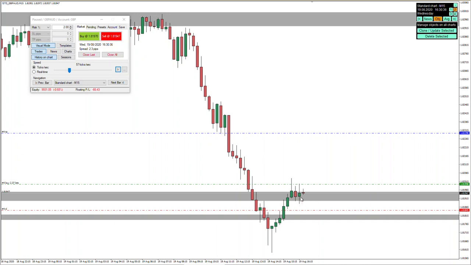M15 still made a bullish candle. So let's hope I don't have to manage risk here. Let's see what happens next. I expect it to make a lower wick. I hope. No, I want it to respect this low. Here we go.